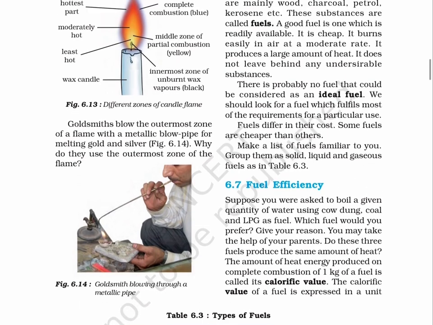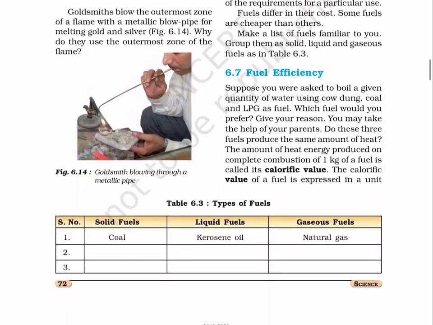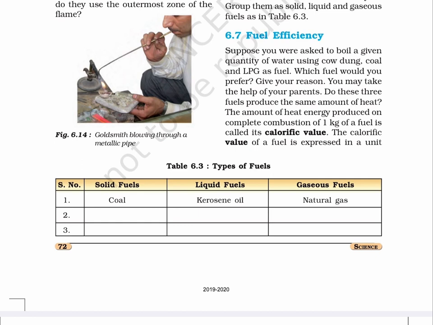Table 6.3. Types of fuels. This table has 4 columns. The first one being serial number, then solid fuels, then liquid fuels, and finally gaseous fuels. Now, complete the table in your notebook. One is done for you. Example: serial number 1, solid fuel, coal; liquid fuel, kerosene oil; gaseous fuel, natural gas.